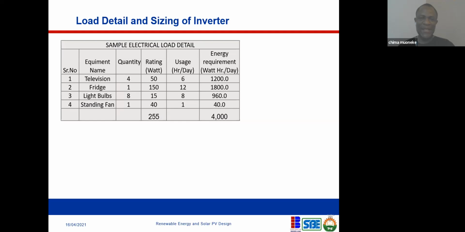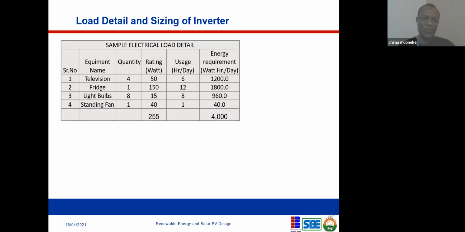When you look at these appliances, they all have their power consumption rating. You look at the ratings in terms of power, not energy this time, which is in wattage. The TVs are each rated 50 watts. The fridge is rated 150 watts. The light bulbs are each rated 15 watts, and the standing fan is rated 40 watts. If you add all of that together, you get 255 watts. That is the demand that you're designing for.